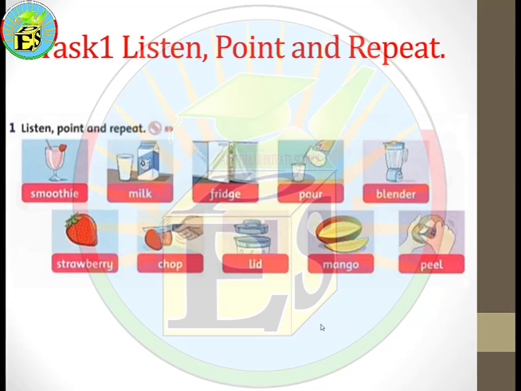Right now, let's move to task number 1, which is listen, point, and repeat. And here you're going to listen to the words. I would like you to focus on the pronunciation of the words. Try to look at the spelling of them, okay? You will point at each picture. We will start from smoothie and we will end with peel. So you will point at each and every picture and you will try to repeat and say the word. So let's get started.